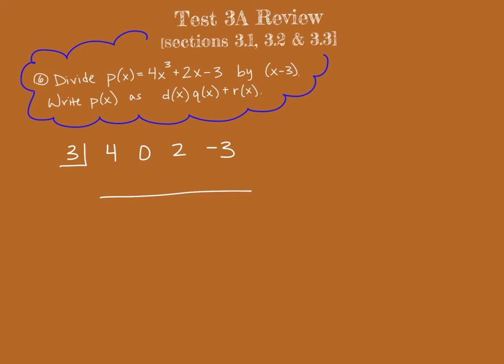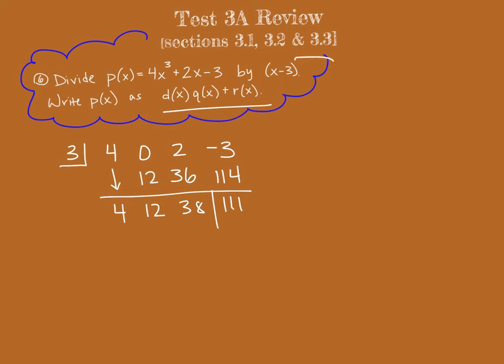The synthetic division process: bring down the first term, then multiply by the number in the corner box, so we'll get 12. Add vertically, 0 plus 12, then repeat. 12 times 3, 36, then add vertically to get 38. Again, multiply by 3, so 38 times 3 is 114. And then add vertically. Our remainder is 111. So we want to write p of x in this final way.